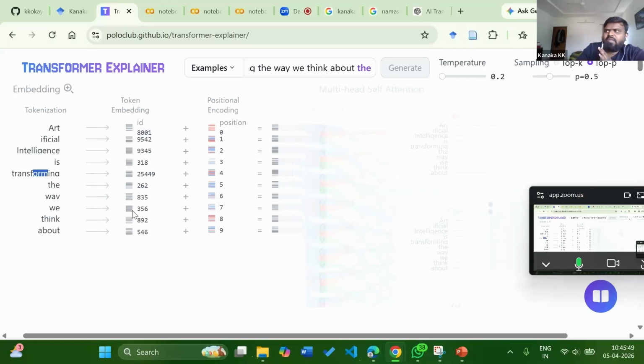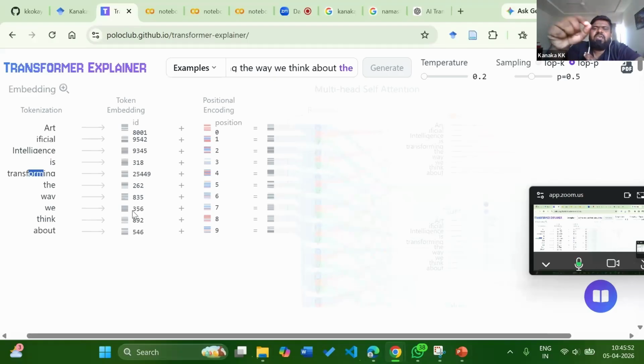But the letters, the characters like A, B, C, D, E, F, G, H cannot be processed mathematically. To perform any operation mathematically, you need numbers. That's why each token has an ID number. You can see the ID number of ART is 8001. The ID number of the facial token is 9542. And these token embedding ID numbers are unique for an LLM.